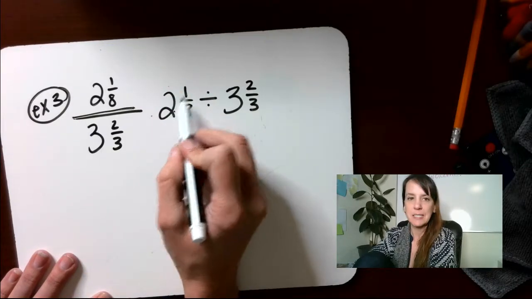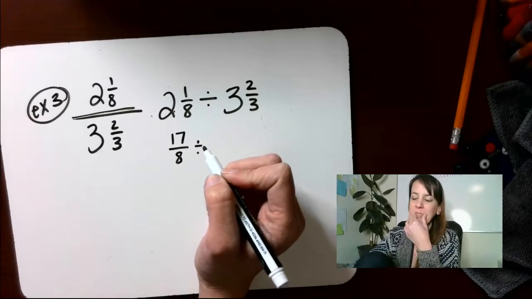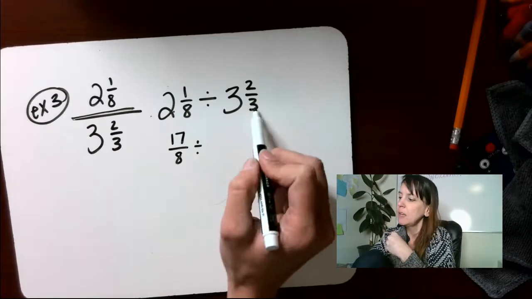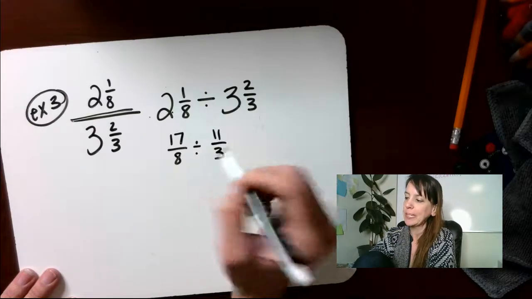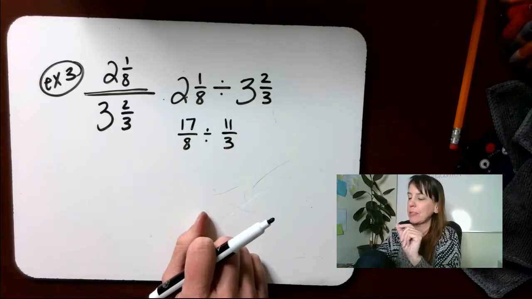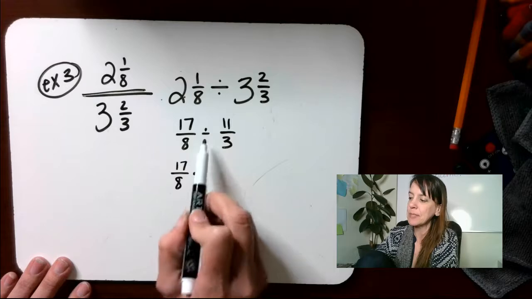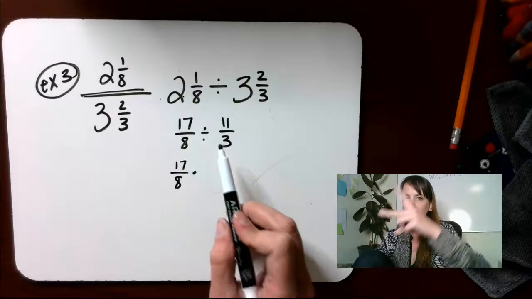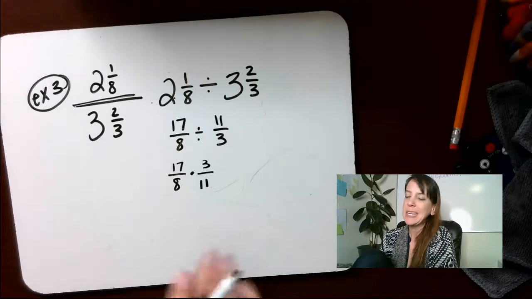8 times 2 is 16, plus 1 more is 17, or into an improper fraction. I think I said mixed number. I do that a lot. 3 times 3 is 9, plus 2 more is 11 over 3. Now, we can never divide fractions. We can multiply by the reciprocal. 17 over 8 times, so we're multiplying, and the reciprocal, just flip it around. 3 over 11, 3 over 11.